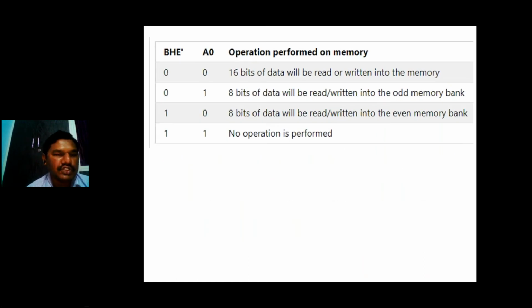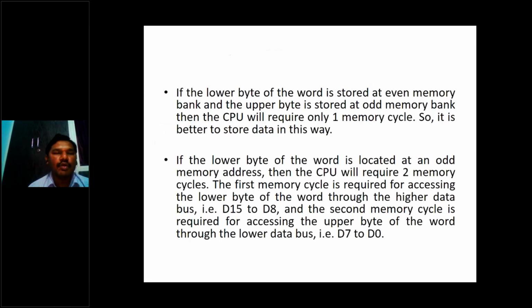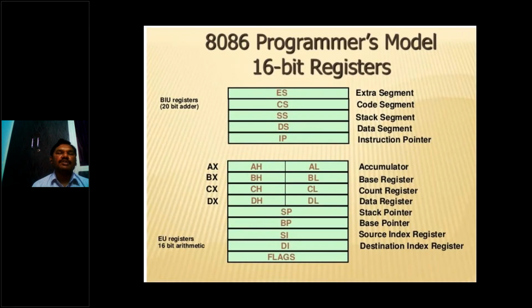In this way this table will be executed. 00 is 16 bits of data, 01 is 8 bits of data, 10 is 8 bits of data, 11 no operation is performed. So this is the programming model of 8086. Programming model means the registers required to write a program.